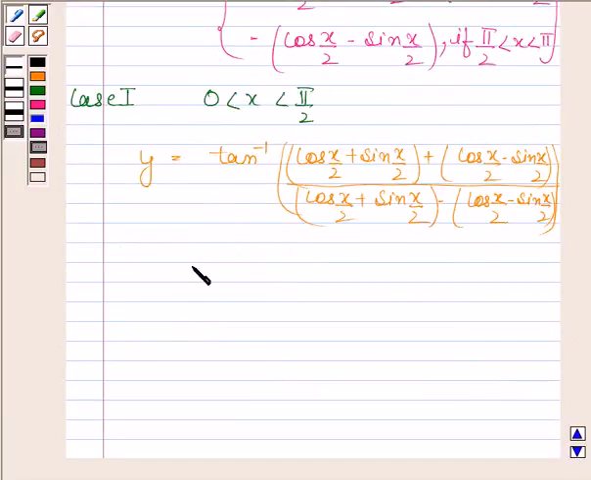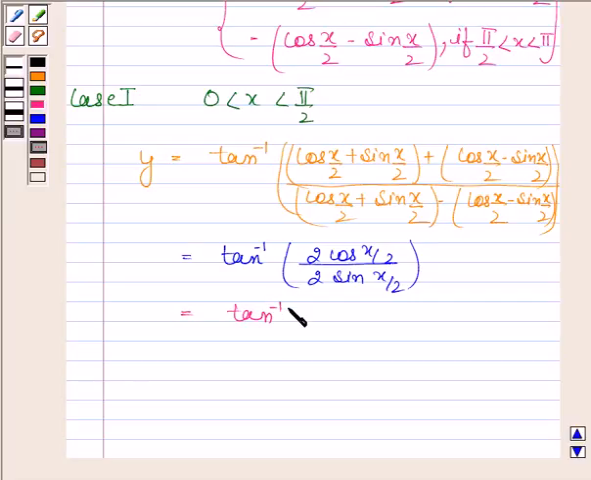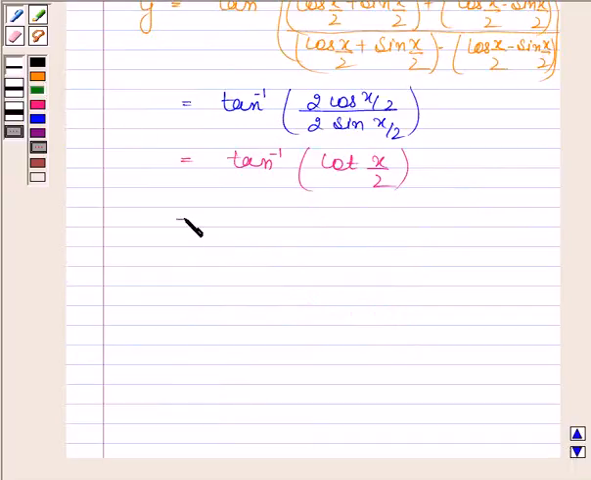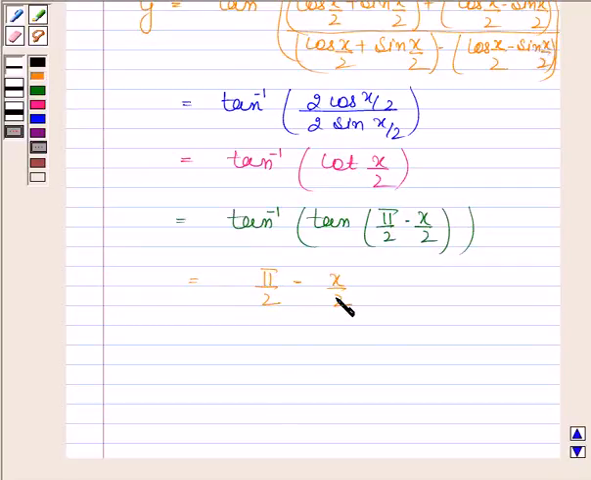Now this is equal to tan inverse of 2 cos x by 2 divided by 2 sin x by 2. This is equal to tan inverse cot x by 2. And this is equal to tan inverse. Now we can write cot x by 2 as tan of pi by 2 minus x by 2. And this is equal to pi by 2 minus x by 2. So y is equal to pi by 2 minus x by 2, and this implies dy by dx is equal to minus 1 by 2.